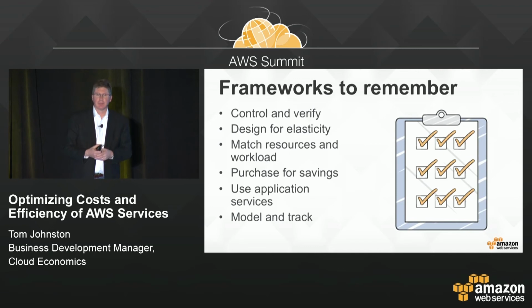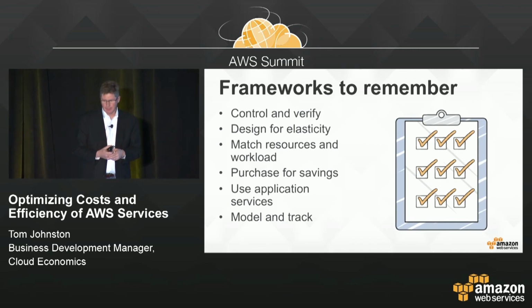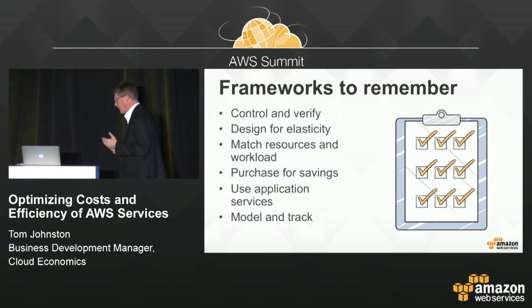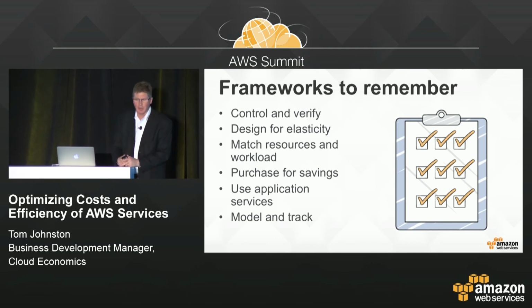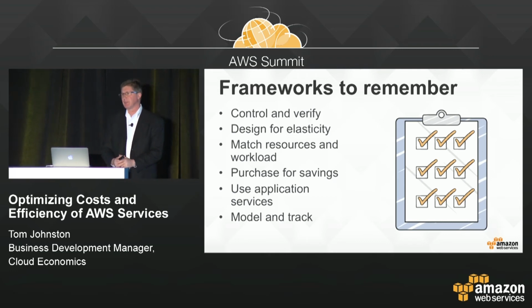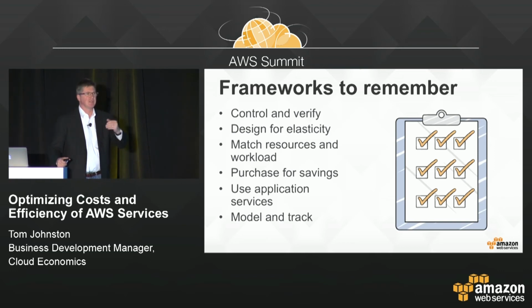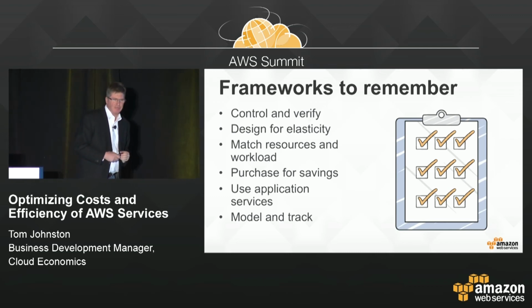So what to remember? Control and verify. This is the part about using identity and access management to control who can turn things on, and then looking at the tags to make sure that those instances still need to be used. Designing for elasticity, so that when you scale up, you bring instances and resources online, and that you remember to scale down and turn them off when you don't need them. To match the resources and the workload.